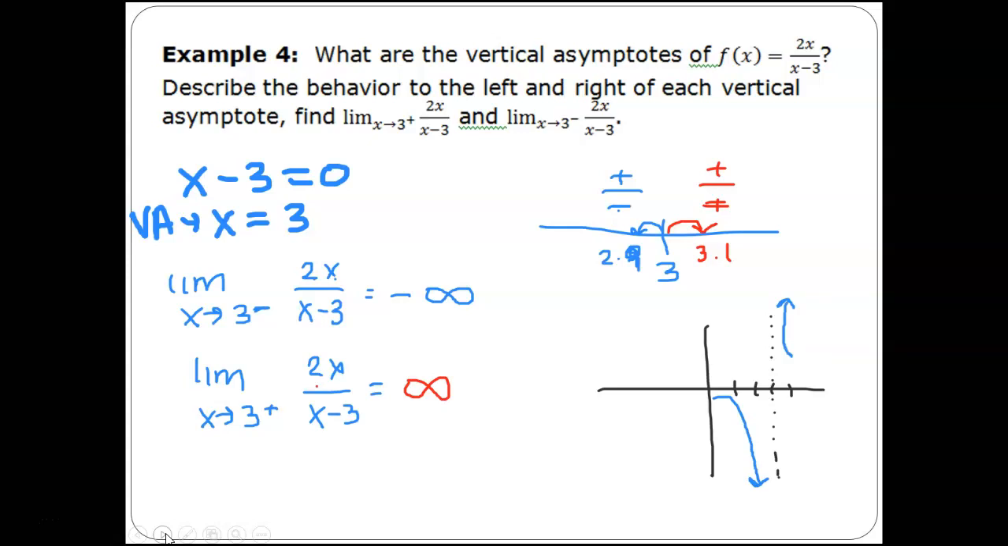We also can quickly look at f of x and determine there's a horizontal asymptote where the top is x, the bottom's x. So you have a horizontal asymptote at what value? Because the degree of the top and the degree of the bottom are the same. Therefore, it's their coefficients. So the coefficient on top is 2, on bottom is 1. Therefore, it's 2.